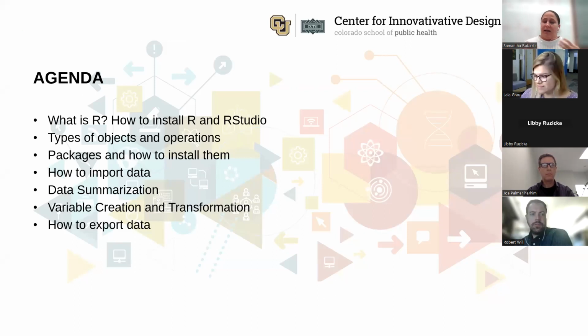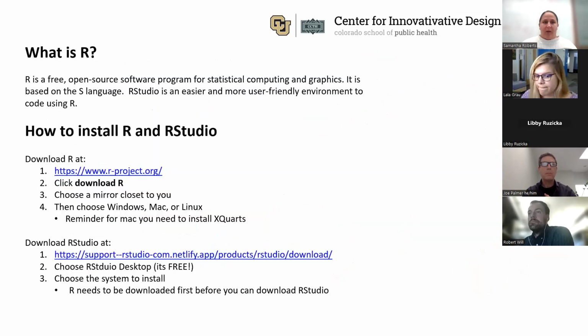How to install R and RStudio. I'm going to discuss the types of objects in R and the different operations. I'm going to review packages and how you can install them. How to import data. We're going to review the example data that is available on the SharePoint drive that you have been given access to. I'm going to briefly go over how to do some data summarization, and then we'll really get into variable creation and transformation, and then how to export data.